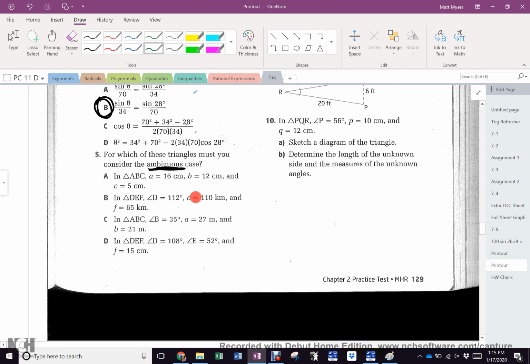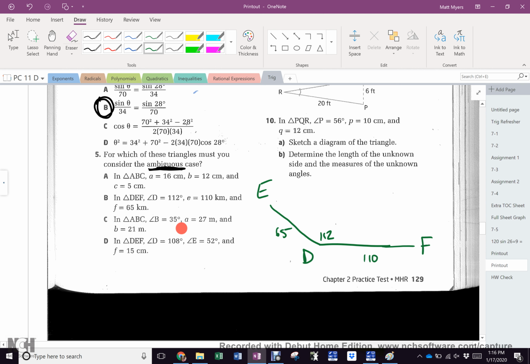Because if angle D is 112 and E is 110 and F is 65, 110, 65, that would make this big F, that would make that big E, right? How many triangles can that be? It can only be the one.